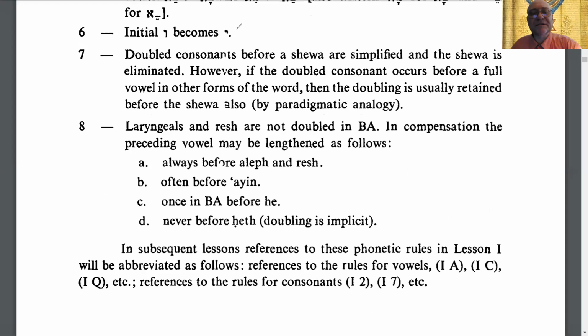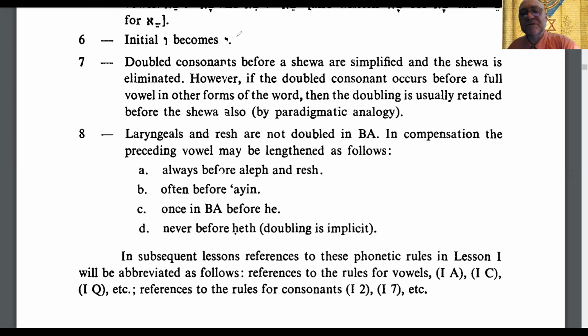Okay, so doubled consonants before a shabbat are simplified and the shabbat is eliminated. However, if the doubled consonant occurs before a full vowel in other forms of the word, then the doubling is usually retained before the shabbat, also by paradigmatic analogy. Okay, number 8. Laryngeals and resh are not doubled in Biblical Aramaic. In compensation, the preceding vowel may be lengthened as follows.